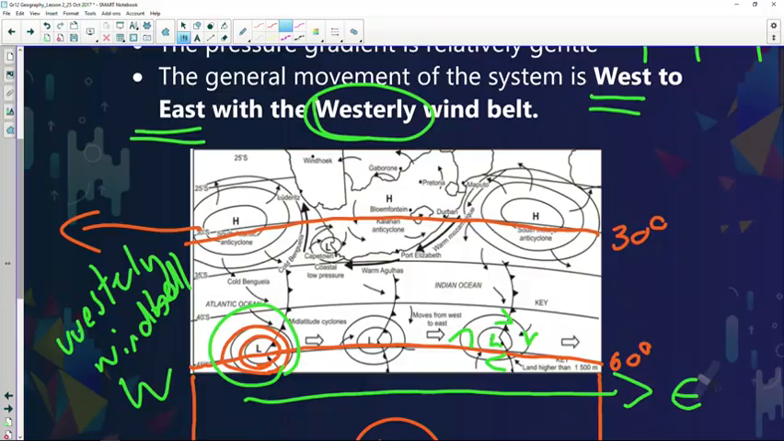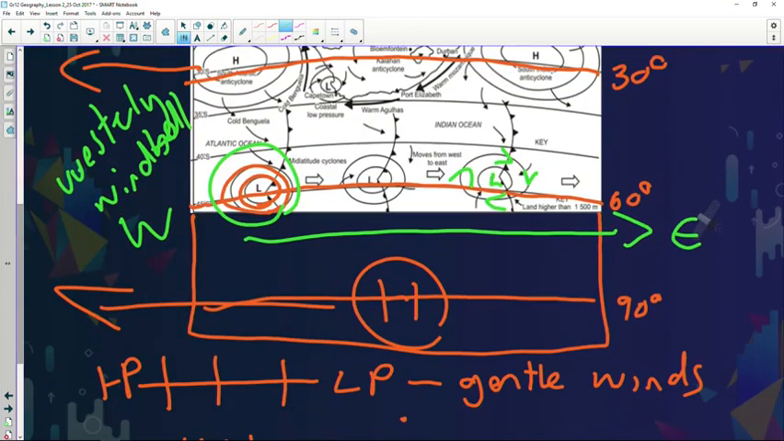Welcome back. Let's continue with mid-latitude cyclones. Now, as the system moves from west to east, this system brings very cold conditions and much needed rain to parts of southern Africa. But before we continue, let's just quickly look at more characteristics of a system.